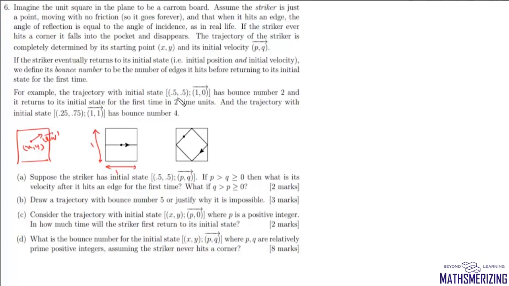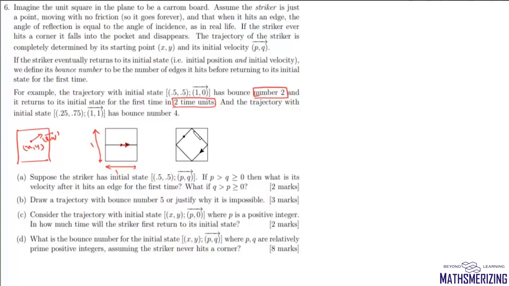Suppose, for example, there is a striker at 0.5, 0.5, that is the center of this board, and has a velocity 1, 0, that is, it is headed in the x direction. First it will hit this edge and then it will rebound, and again it will hit this edge and then it will come to the same position with the same velocity. So in that case, the bounce number will be 2. In the same way, it says for the initial state 0.25 and 0.75, it has a bounce number of 4. So this is how this particle is going to bounce back.